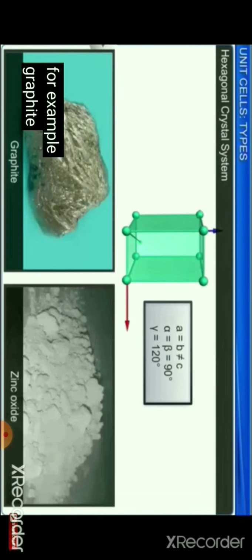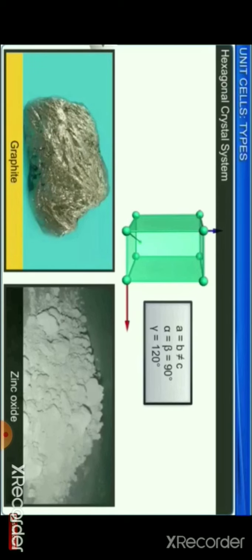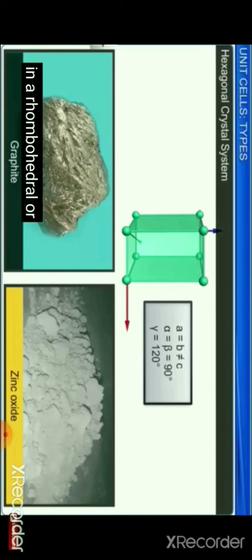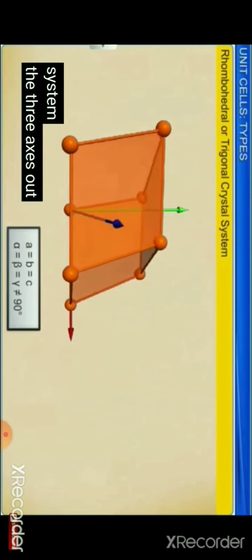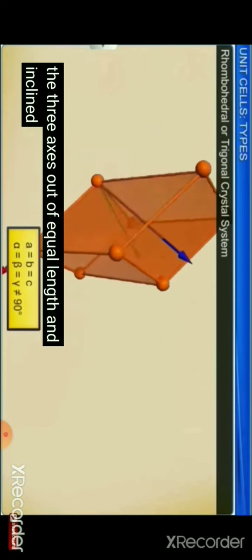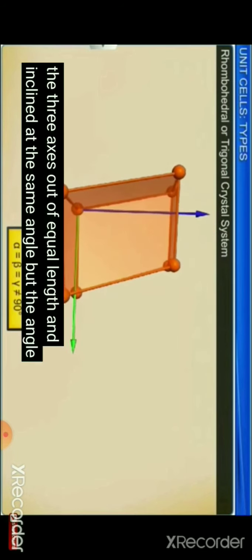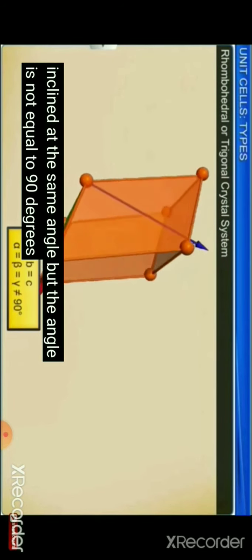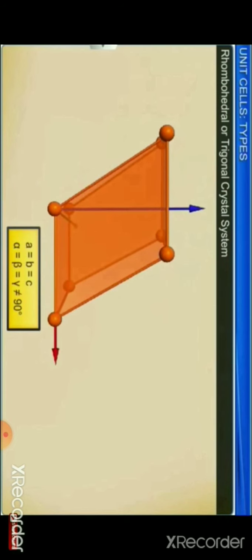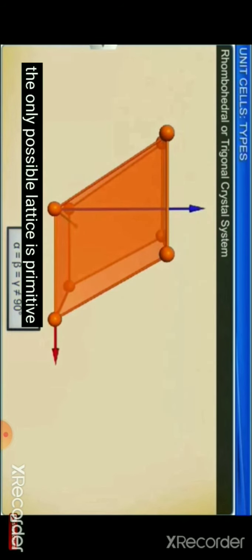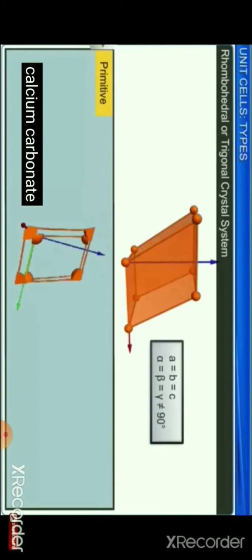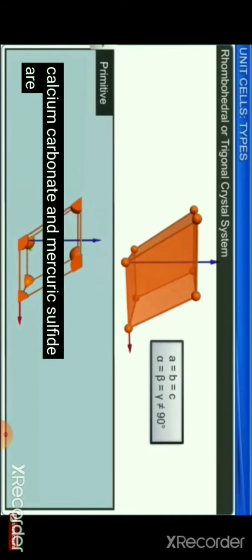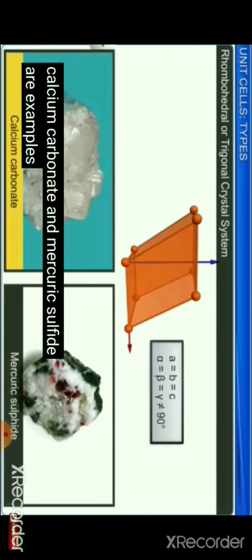For example, graphite and zinc oxide. In a rhombohedral or trigonal crystal system, the three axes are of equal length and inclined at the same angle, but the angle is not equal to 90 degrees. The only possible lattice is primitive. Calcium carbonate and mercuric sulfide are examples.